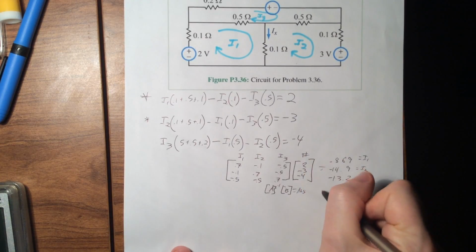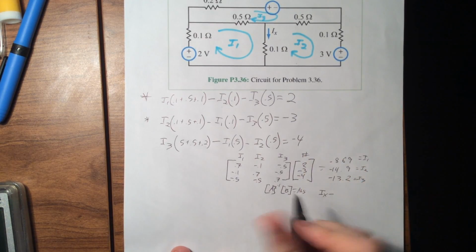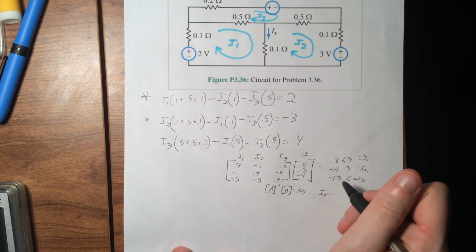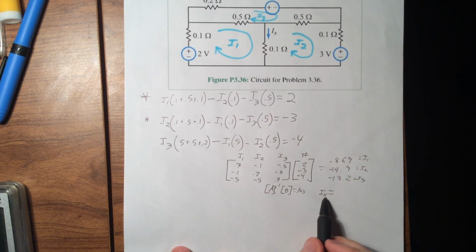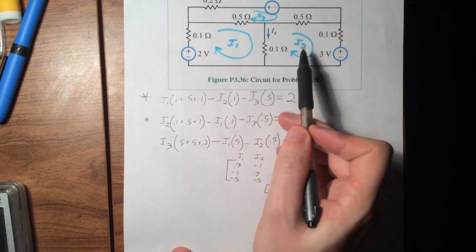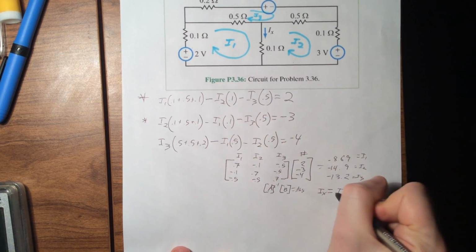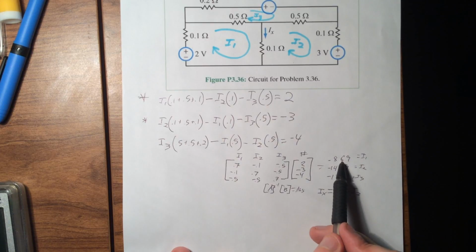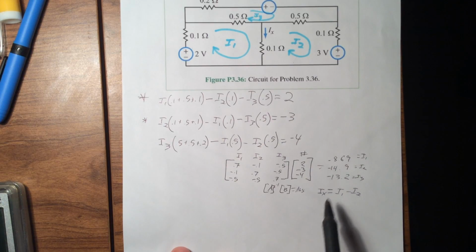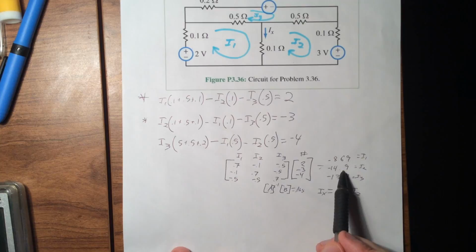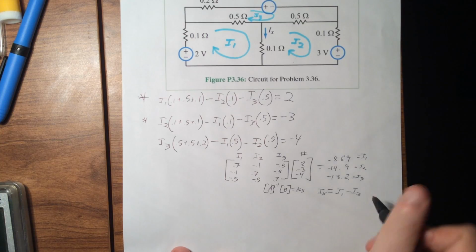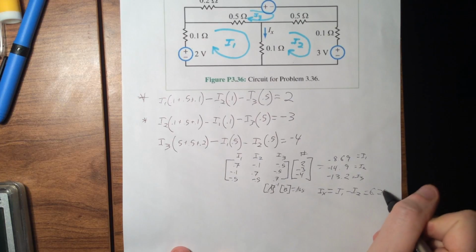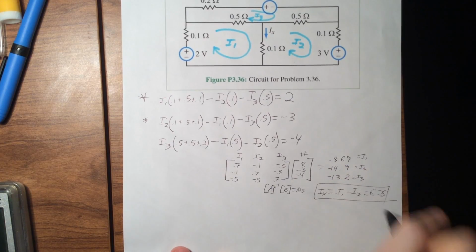IX equals I1 minus I2. I1 equals -8.69. I2 equals -14.9. So that's going to be what? Equals 6.25. Done. Boom.